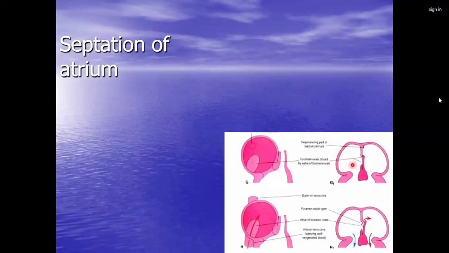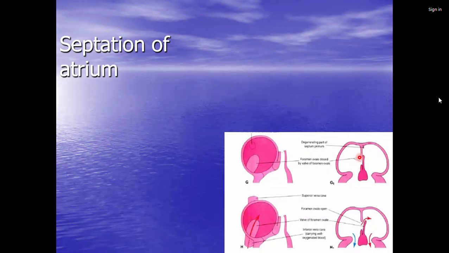We have the common atria. We have a membrane growing from the upper part towards the valve plane or the atrioventricular canal, the common canal here, atrioventricular canal. And that is what we refer to as the septum primum, the first septa that is dividing the atria into 2 parts, right and left atrium.